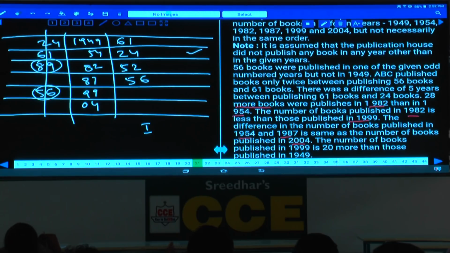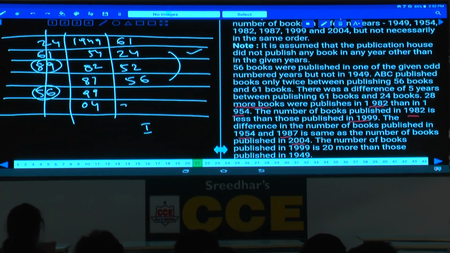Now in 2004, how many are there? Now in 2004, it must be the difference between 54 and 87. 54 and 87, what is the difference between these two? 24 and 56, the difference is 32. Now 32 books were published in 2004, isn't it? And the number of books published in 1999 is 20 more than 1949. 20 more than 1949, 61 plus 20, and here it is 81. Done with this? And this is how the number of books were published in these 6 different years.